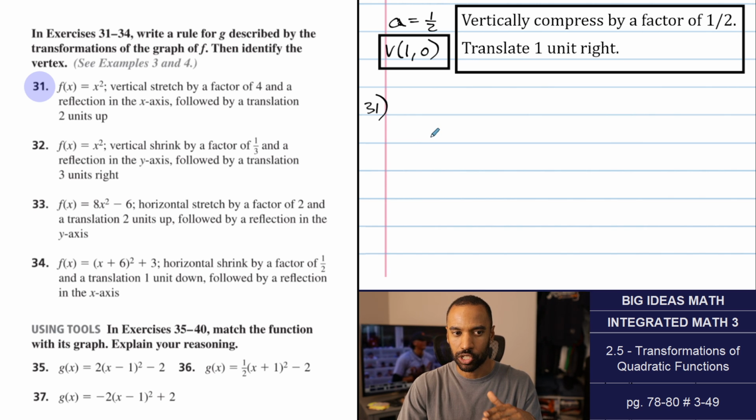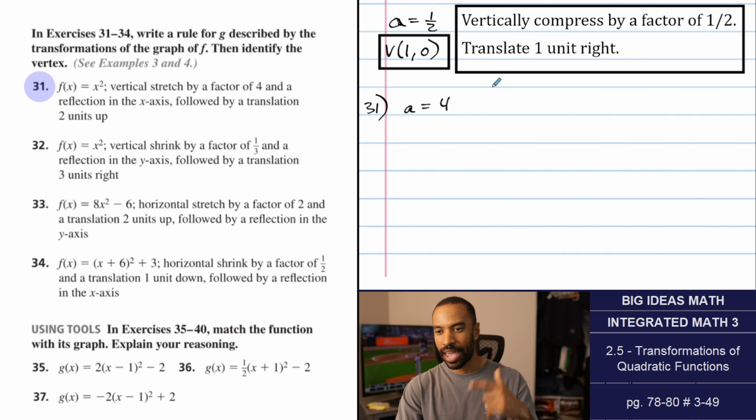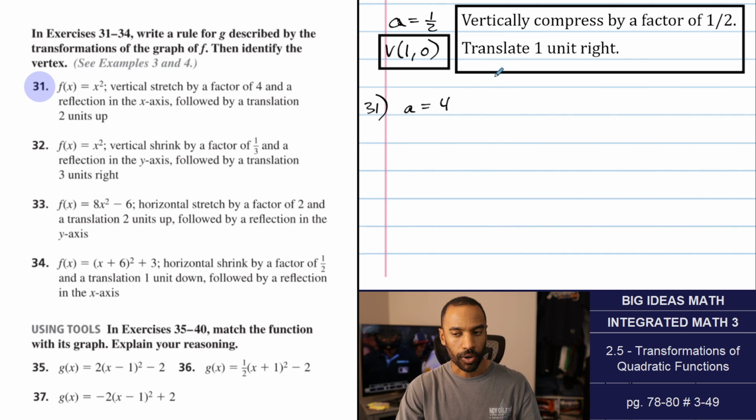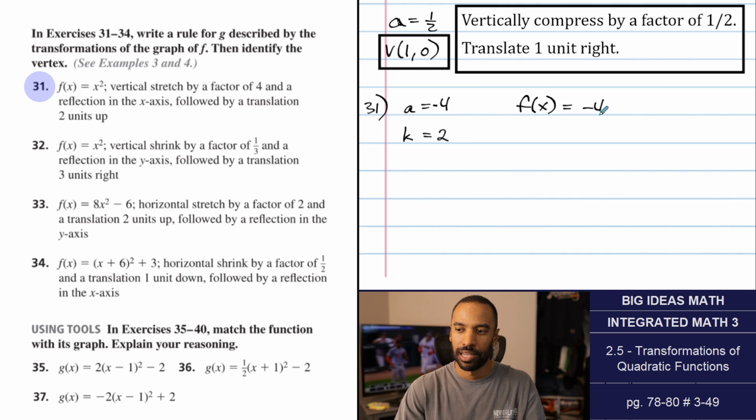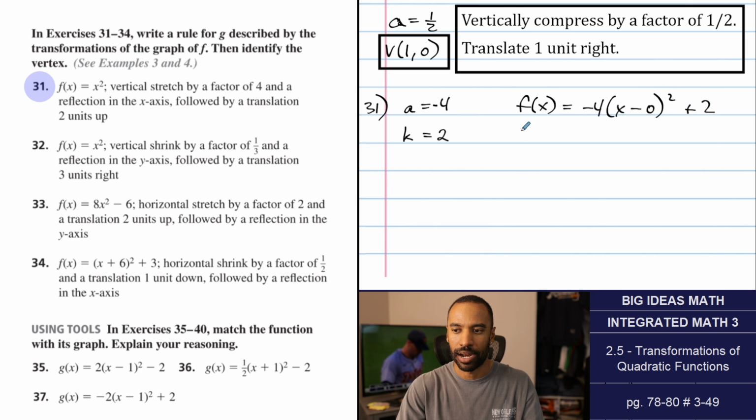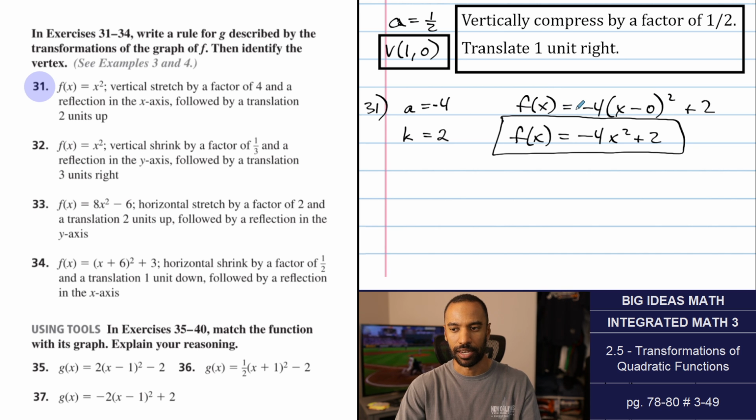So the original f of x equals x squared. I'm not going to copy that info down, but vertical stretch by a factor of 4 means a equals 4. If we're thinking about a, h, and k, a is 4. There's a reflection in the x-axis. Oh, a is -4. Okay. Followed by a translation 2 units up. That's the k value. k is 2. So as far as our f of x equals a times x minus h, quantity squared, plus k, you could write it like that, and simplified, it's -4x squared plus 2. I'd really prefer to see that as a final simplified answer.